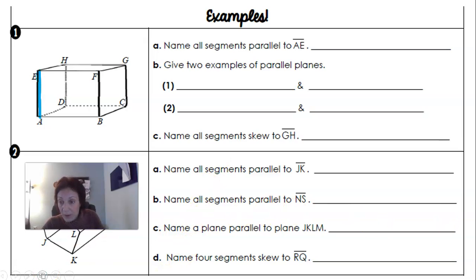So parallel, same plane, so they aren't going to cross. So by the same plane, again, if we're thinking of this as a room, let's stay on the same wall. So there's this kind of left-hand wall here. The piece that would be parallel to AE on this left-hand wall would be this one right here, HD. So that's one, HD.